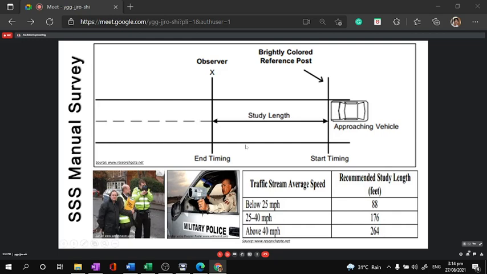Kung highway, kung taas ang speed limit, let's say 40 mile per hour, paspas na siya. So, taas-taas imong tralen para dili ka ma-shock nga murag Superman gilabay sa imong atubangan. Okay, so makuha nimo ang data.